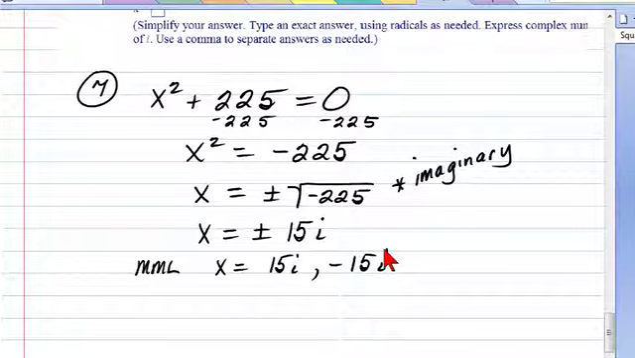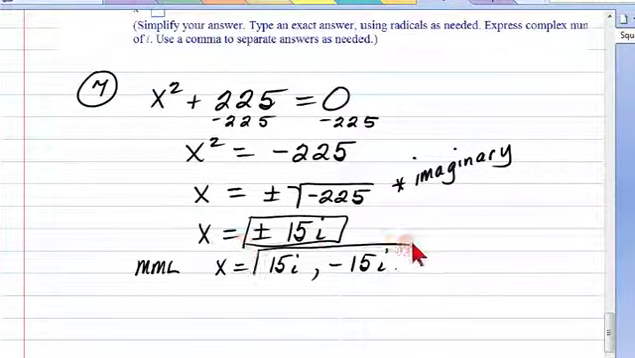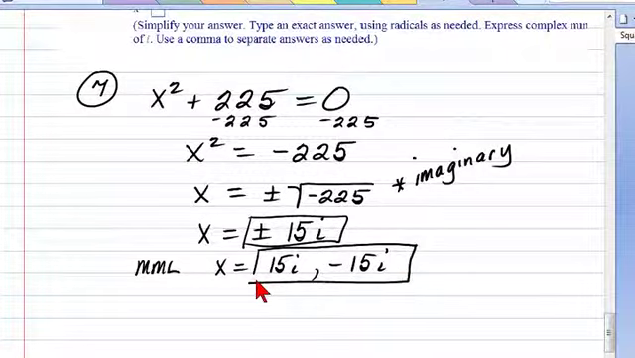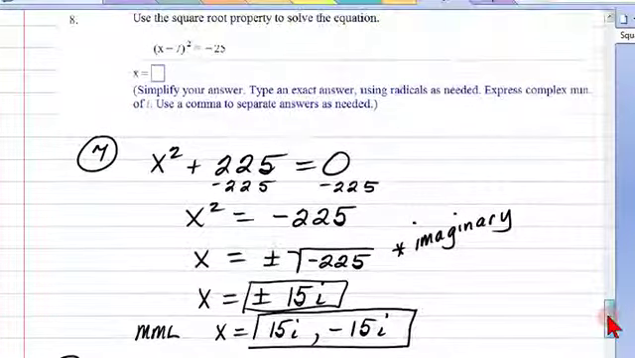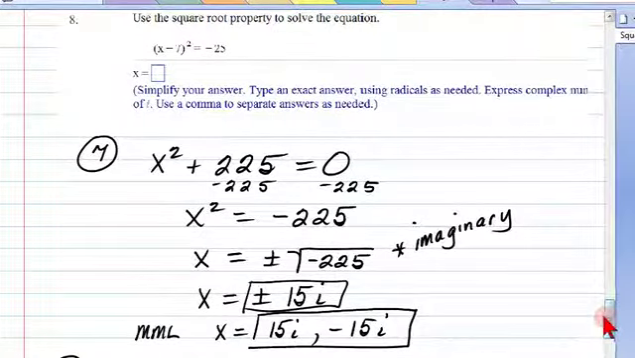So square roots of negatives. I'm always okay with plus or minus in my answers. Math lab likes them separated. Okay, I think last one that is in square root property. What is that number? 7. Okay.